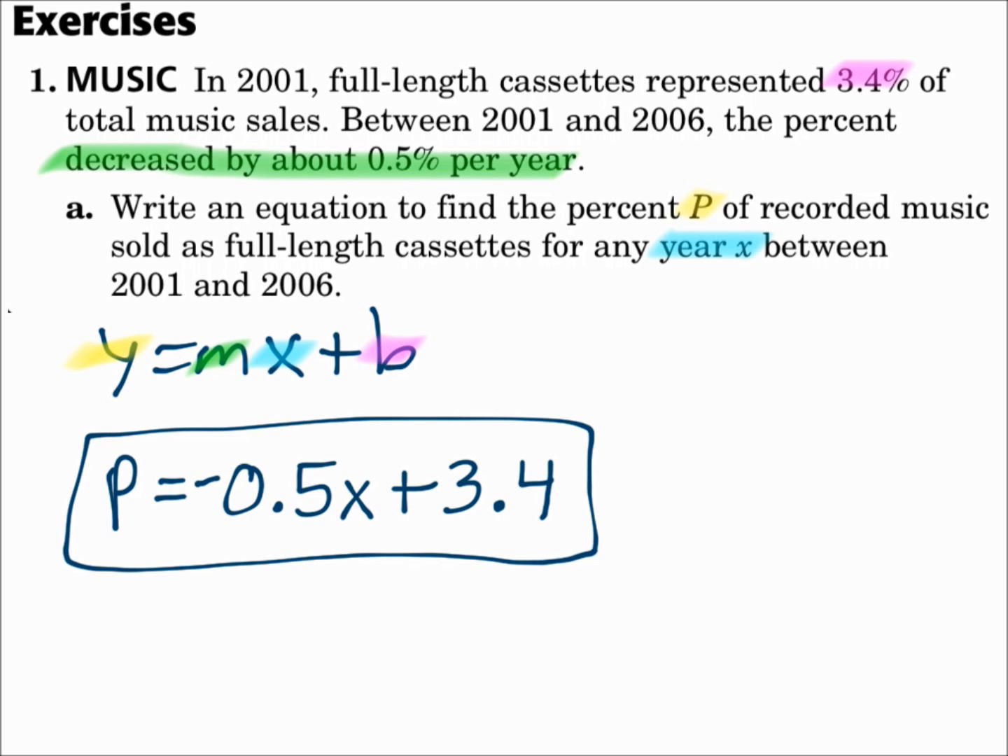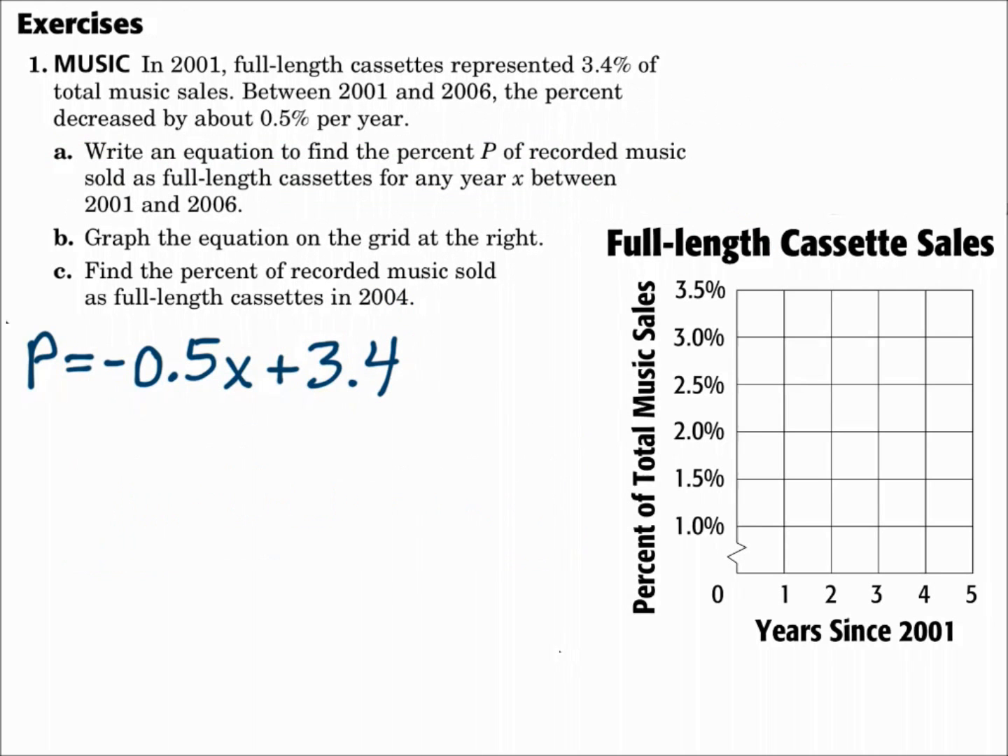So look for all of the variables and numbers. The total variable is y, the repeating number is m, the repeating variable is x, and the number that occurs once, which is usually the starting point, is b.